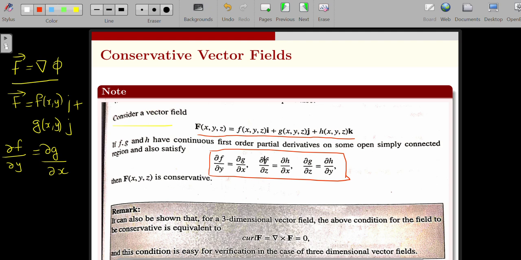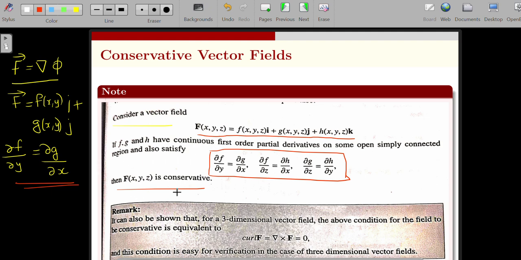And conversely, just like the previous result, if F satisfies all these conditions on a simply connected domain, then F is conservative. So this is in fact a generalization of the previous result. So go through this result. This is very important. This result was for a two-dimensional vector field, so if the given vector field is three-dimensional, you have to use this result.